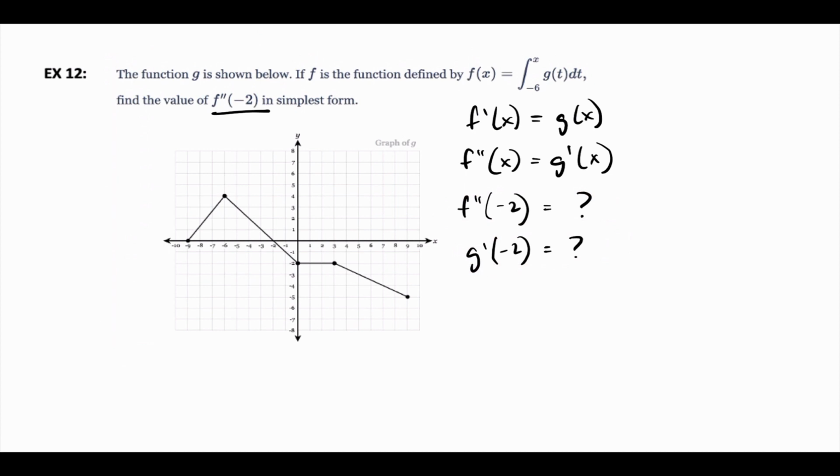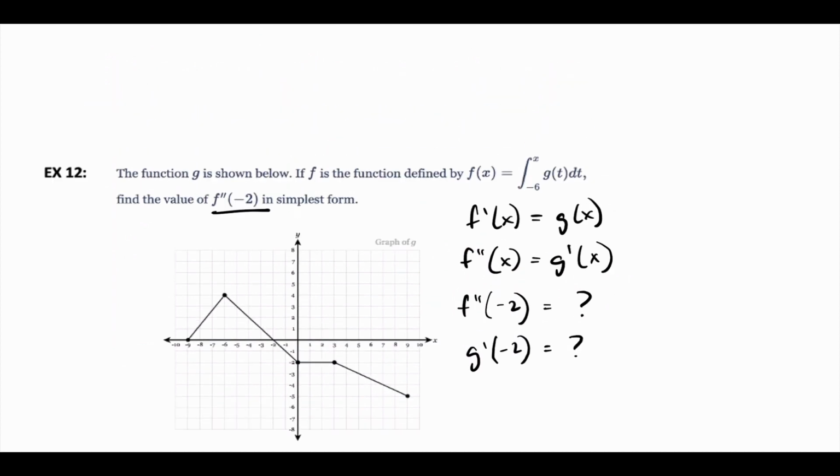So if I was just asking what is g of 2, let's ask an easier question. If I was asking what is g of negative 2, what is that asking? 0, right? It's just asking for the y value. Then what is g prime asking? If that's asking for the y value, what is g prime asking? For the slope at negative 2. Good.